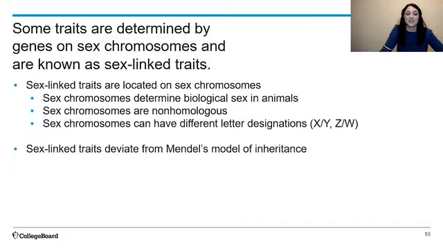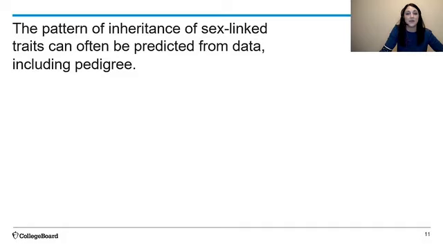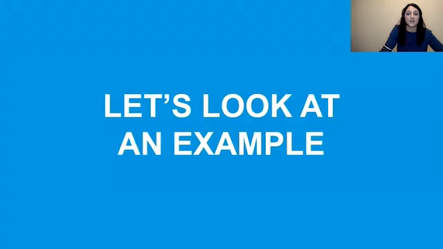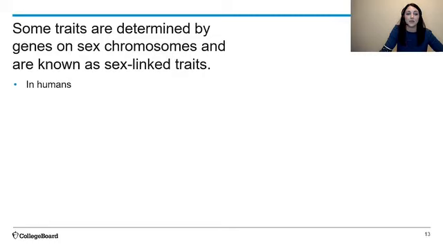Sex-linked traits, like we said, deviate from Mendel's model of inheritance. So the pattern of these sex-linked traits can be predicted from data, including pedigrees. And sex-linked trait pedigrees have their own particular pattern that you can identify. So let's look at an example of sex-linked traits, specifically in humans.